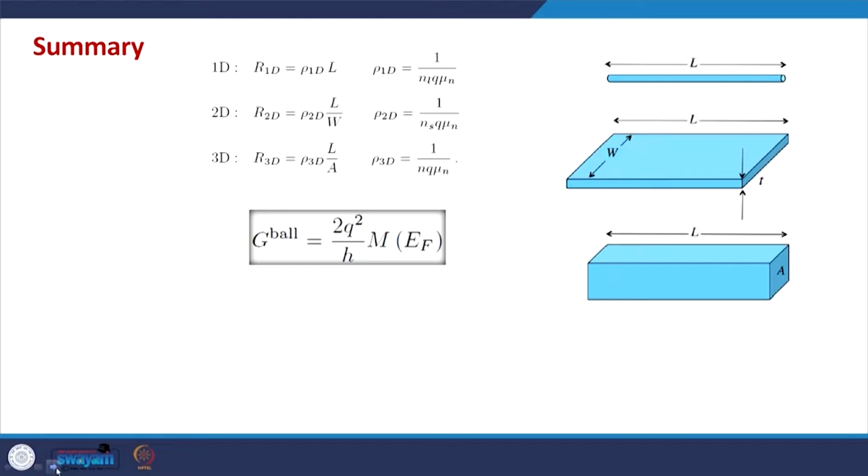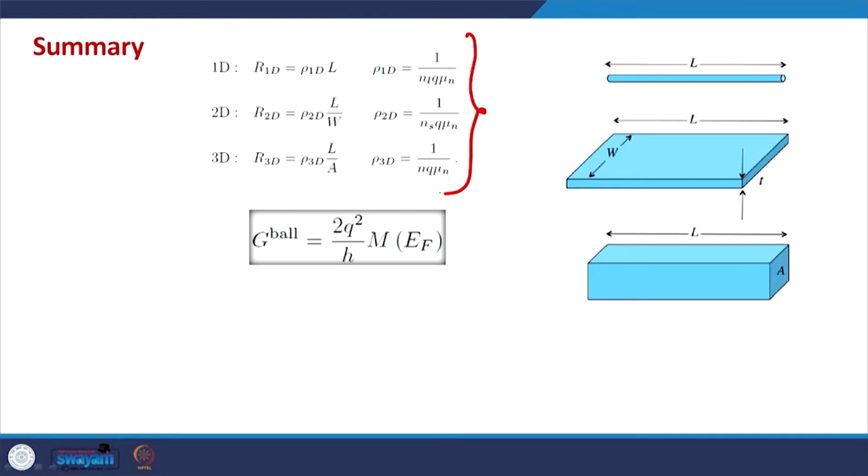Hello everyone. Today we will continue our discussion on calculation of resistance and conductance, and today we will do calculation of resistance in the case of diffusive transport. And if we have a quick review of what we have done so far, this is what we started our discussion with. We started with these expressions.